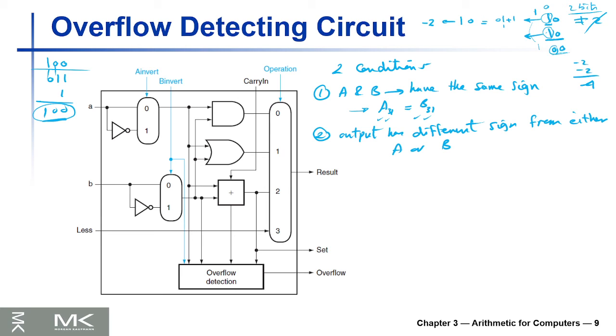So the two conditions are, again, A and B should have the same sign. That means the most significant bits, which in 32-bit registers in MIPS are A31 and B31, should be equal, either 0s or 1s. And the output has different sign from the inputs. That's basically the case here to show it. So 0 1 plus 0 1 should be 1 0 0, which is minus 4.